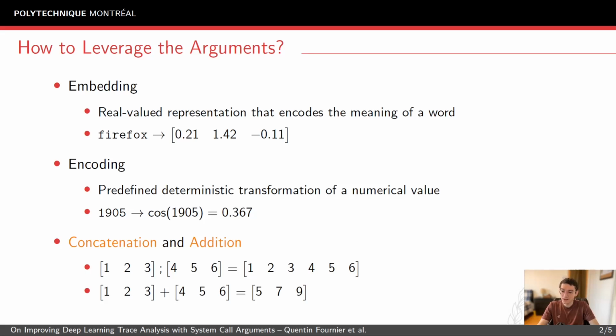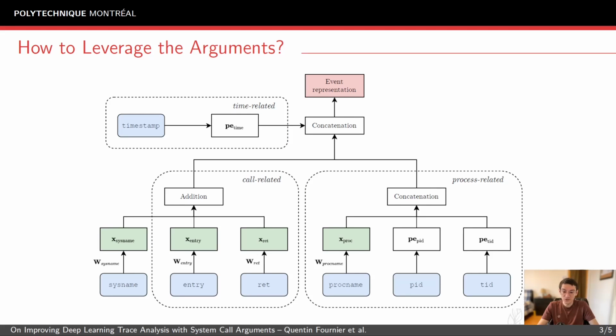Using embedding, encoding, concatenation, and addition, we are able to learn a representation of the system calls with their arguments. Here you have the computational graph that allows us to learn such a representation. In blue, you have the arguments, or rather the information, considered: the system call name, entry or exit, the return value, the process name, PID, TID, and the timestamp. In green, you have the embeddings that we learn, and in white, the transformations that do not require any parameters. PE stands for the encoding, and you have the addition and the concatenation. This is the way that we consider the arguments.